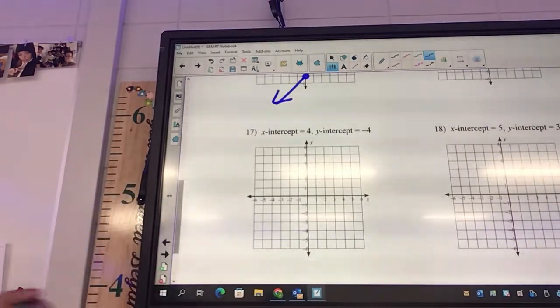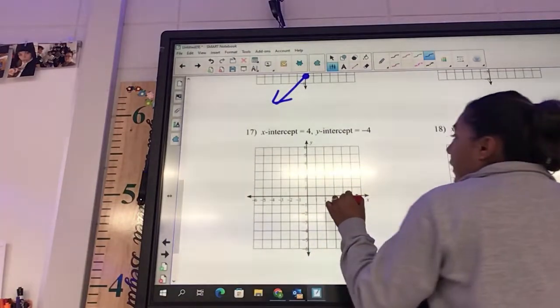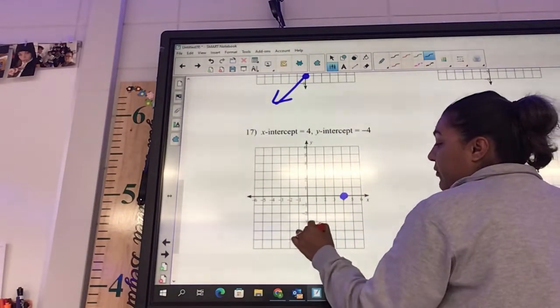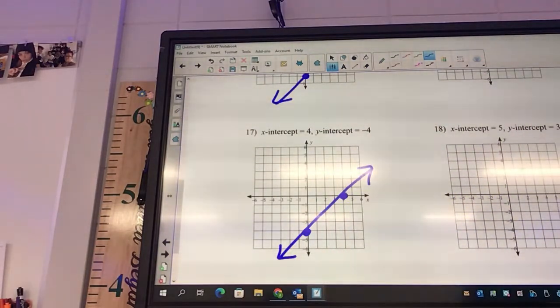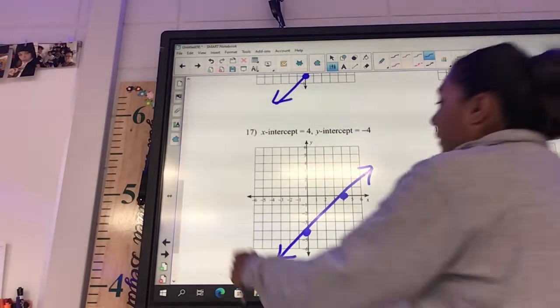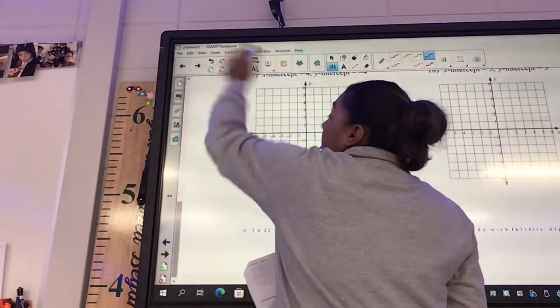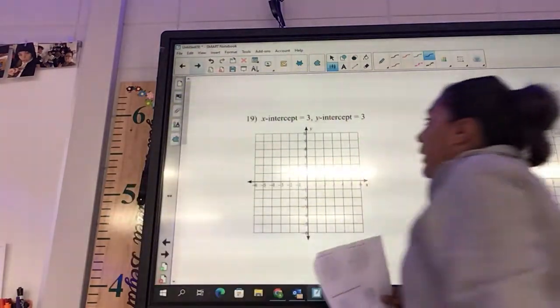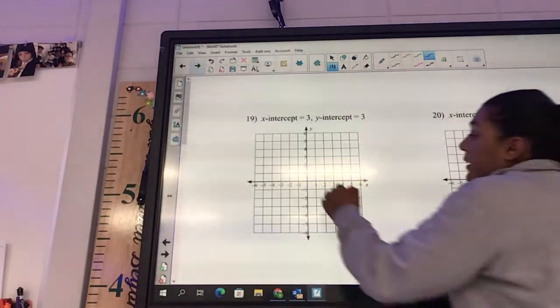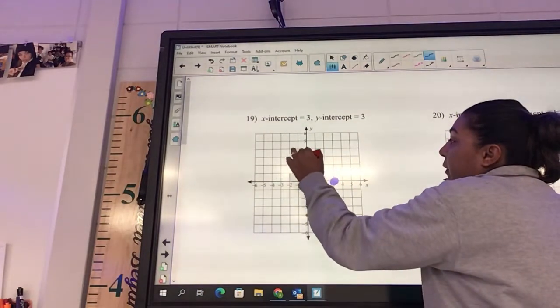17. Our X is going to be at 4, and our Y is going to be at -4. Okay, 19. Our X is at 3 and our Y is at 3.